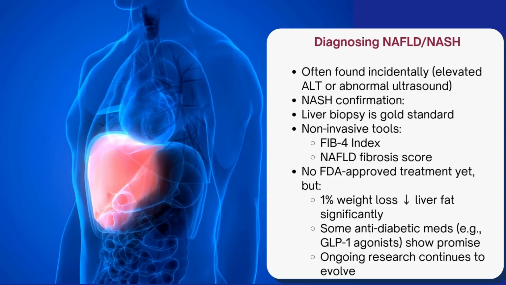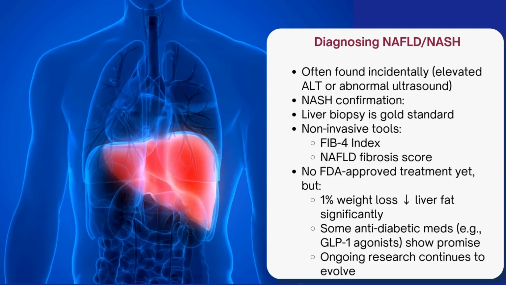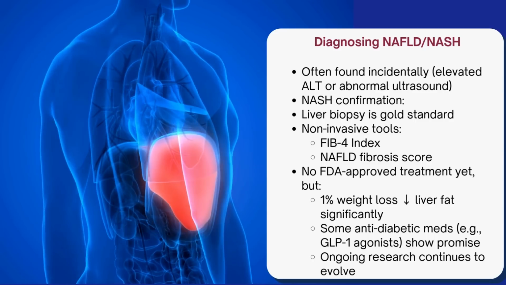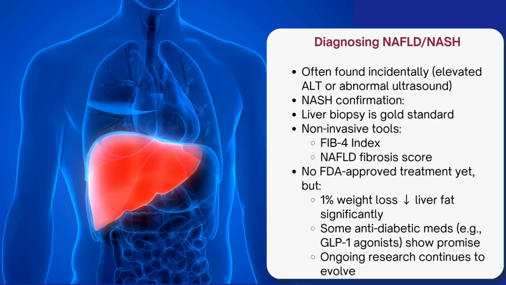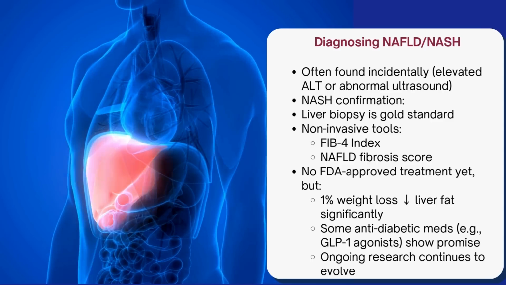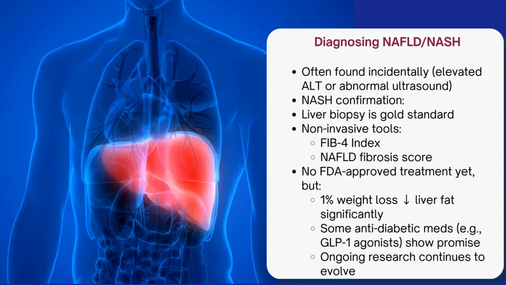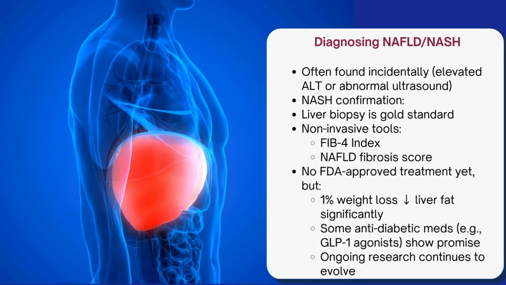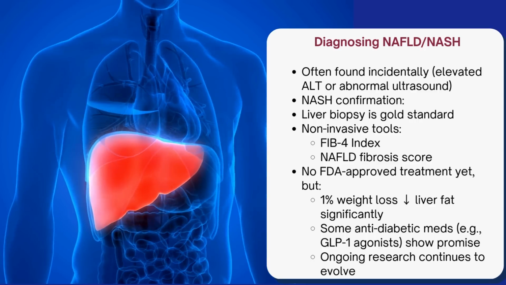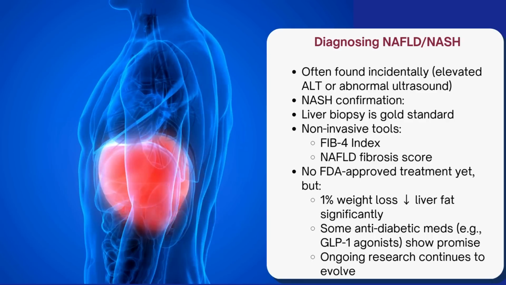Diagnosis is often incidental, maybe an elevated ALT or ultrasound finding. Confirming NASH typically requires a liver biopsy. But we've made progress with blood tests and non-invasive fibrosis scores like the NAFLD fibrosis score and FIB-4. Even modest weight loss, just 1%, can significantly reduce liver fat. Some anti-diabetic medications show promise, but data is still evolving.